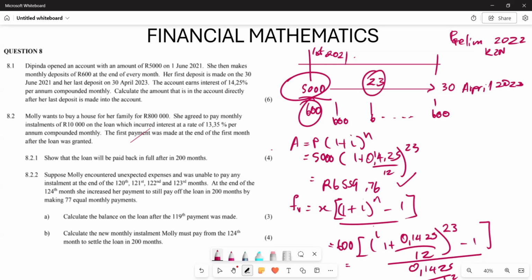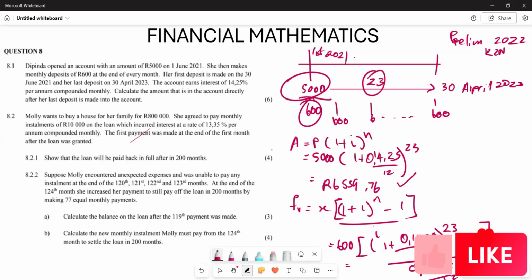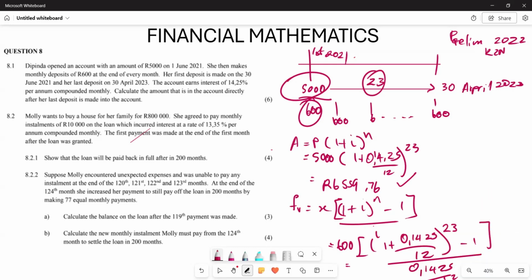Then this is plus 1. Right, this is to the power of what? This is to the power of 23. So the amount here is going to be 15,761.78, right? And when you add this amount to the 6,559.76.